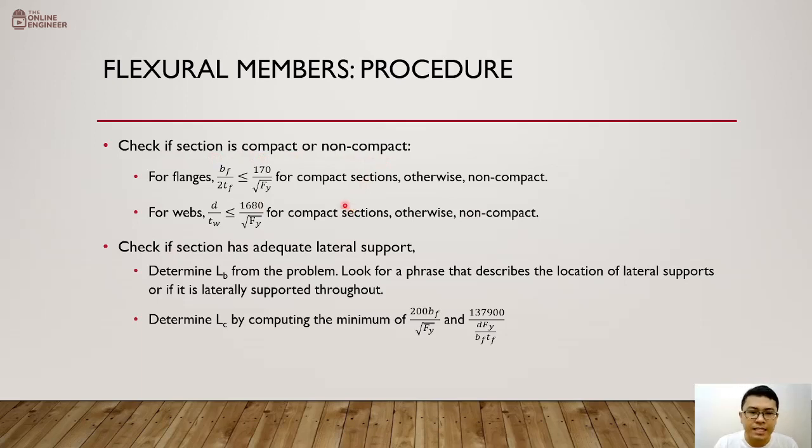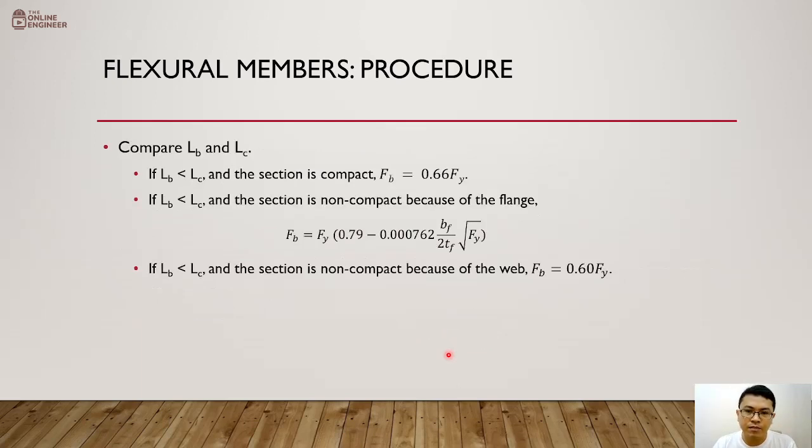Number two, second step, we check if the section has adequate lateral support. We determine LB from the problem. We will look for a phrase that describes the location of lateral supports or if it is laterally supported throughout. And we have LC. We're going to compare LB with LC, where LC is the minimum of 200 BF over square root of FY and 137,900 over (D/(BF TF)) FY. Let's have a look at the next steps.